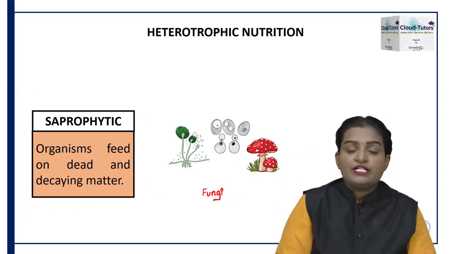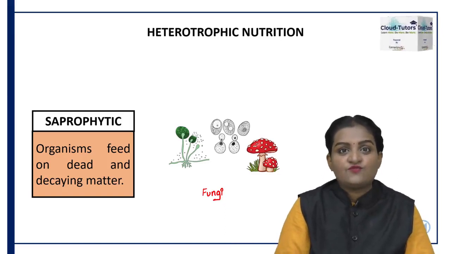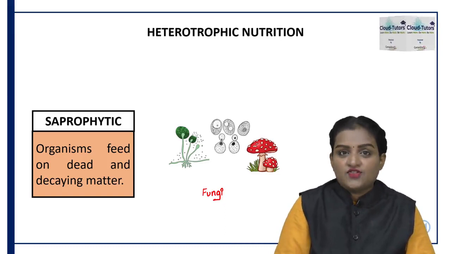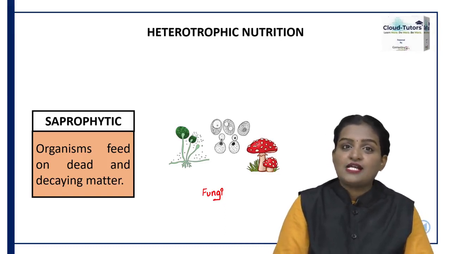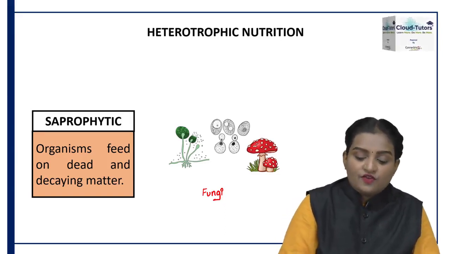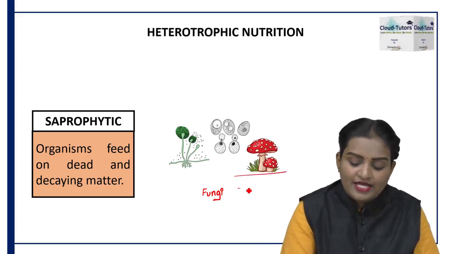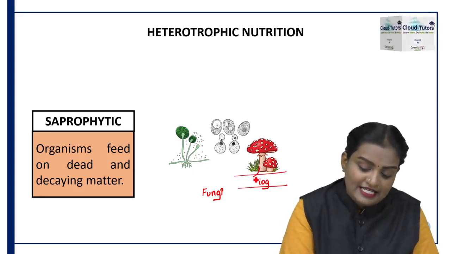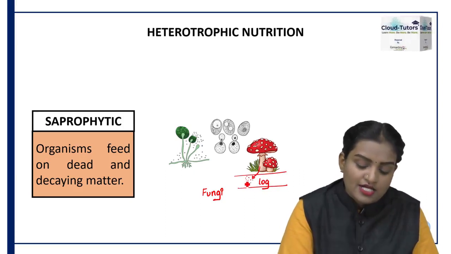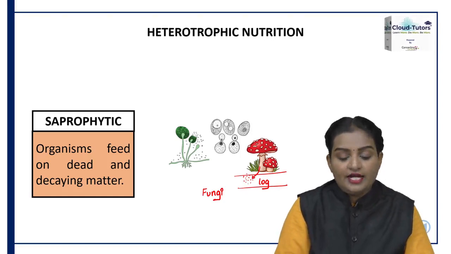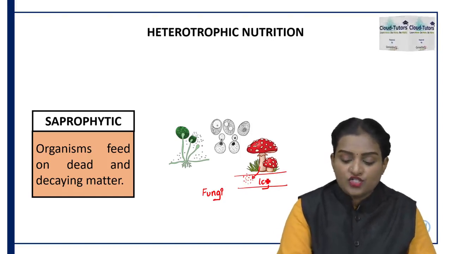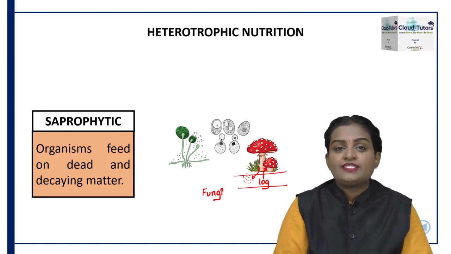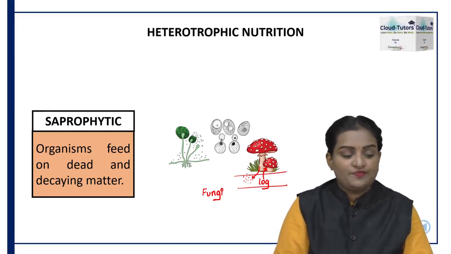Fungi are saprophytic, as in they obtain nutrients from dead and decaying organic matter. Here they will not digest it inside their body. The digestion occurs outside their body. So if you take a mushroom, let's assume there is a dead log here. The mushroom will release enzymes onto the log and the digestion occurs outside, and finally after digestion it will absorb the nutrients directly. So that is known as saprophytic nutrition.